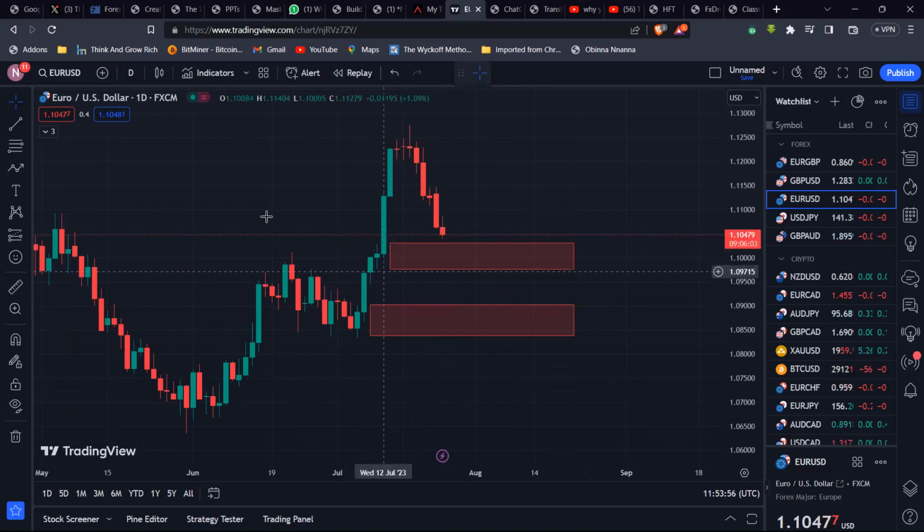The buyers will step in. Most of this is profit taking. The buyers will step in and begin to move price in the direction upward again. That's the idea. At least that's what I'm hoping for.